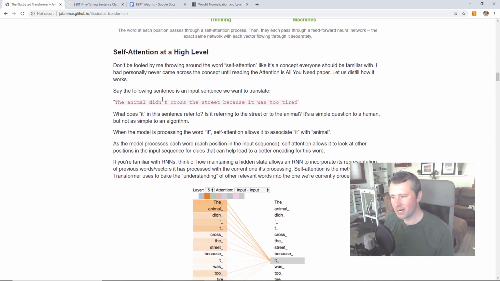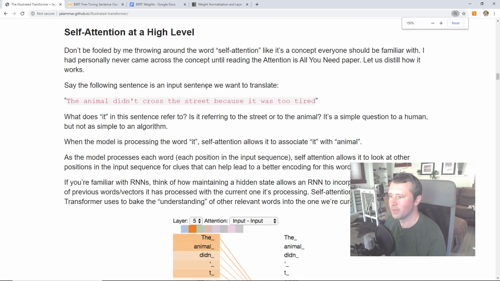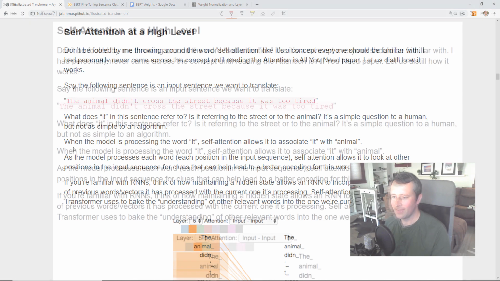Okay, now we get to talk about some of the high-level intuition about how self-attention works. Let's zoom in a bit here. I appreciate this first statement here, where he acknowledges that self-attention sounds like it's something unique to transformers. It's new to the transformer.